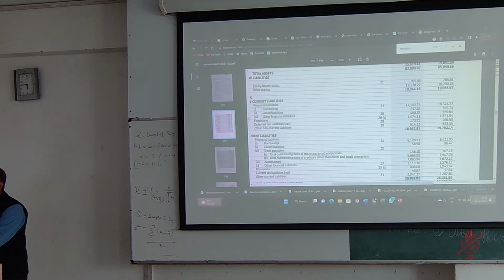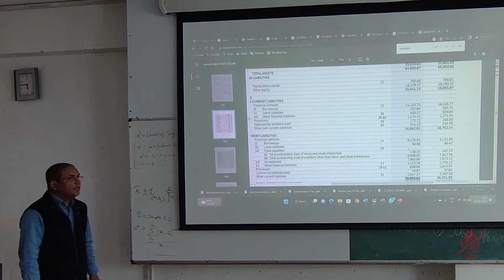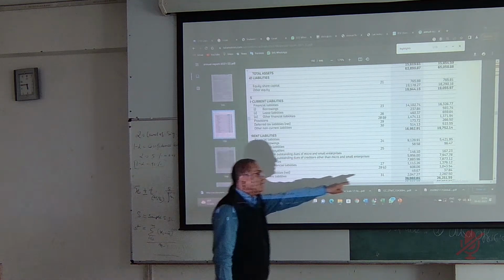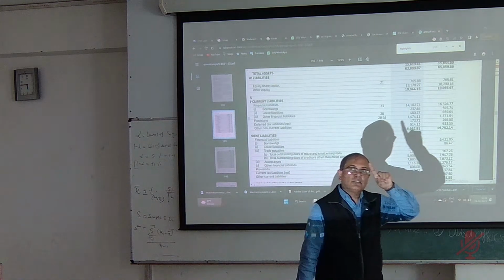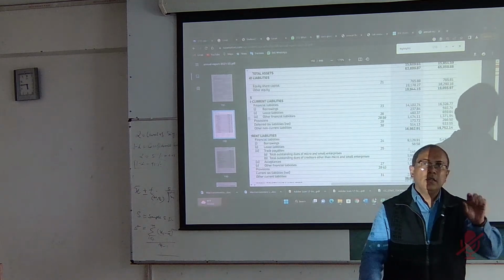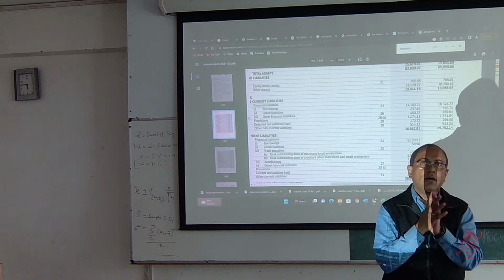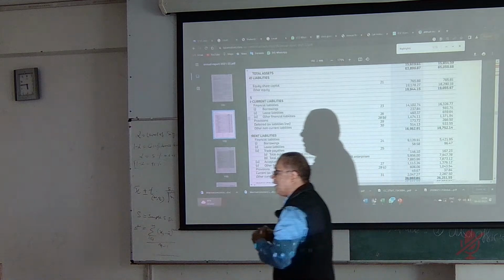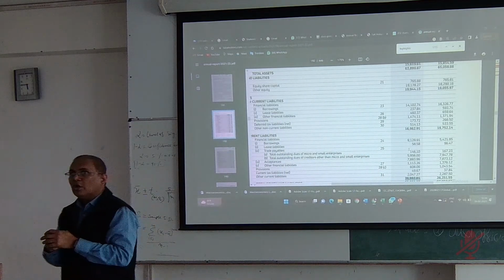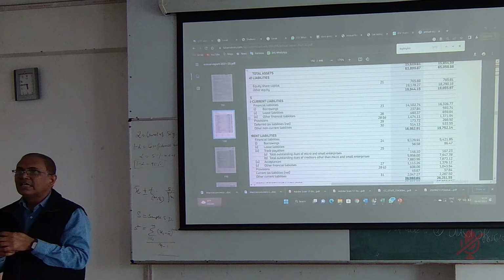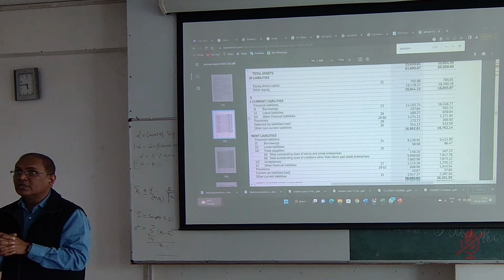Look, this figure is 15619.61, divided by 26,992. Current ratio is what? Current asset upon current liability. Nothing else to do, just current asset upon current liability. What value is coming out? 0.57. And this is again the automobile sector.